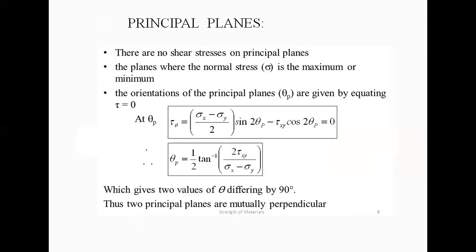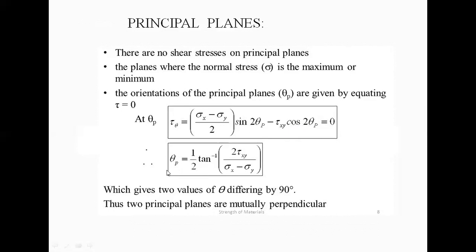So again, coming to the principal stress, the normal stress, this tan theta can be found by, this is the orientation of the principal plane, given by equating tau to 0. This is the shear stress at an angle of theta. As we know, along the principal plane the shear stress is 0. So we put tau theta or tau xy equal to 0: (sigma x minus sigma y) by 2 sine 2 theta p minus tau xy cos 2 theta p is equal to 0.